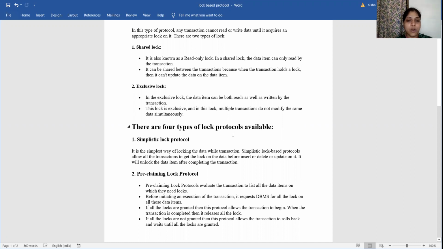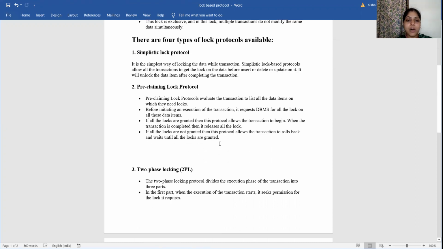There are four types of lock protocols available. First one, simplistic lock protocol. It is the simplest way of locking the data during transactions. Simplistic lock based protocol allows the transaction to get the lock on the data before insert or delete or update on it. It will unlock the data item after completing the transaction.